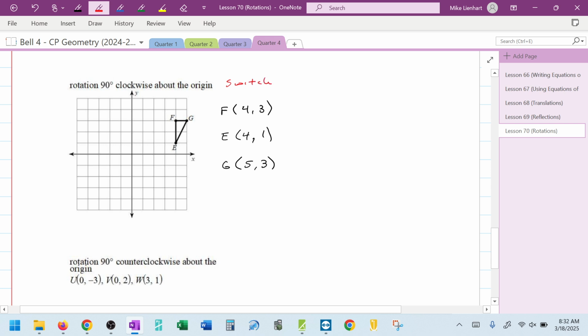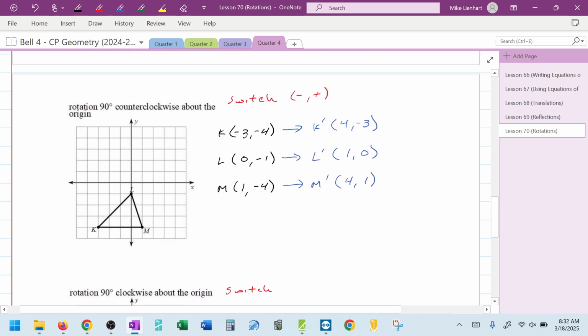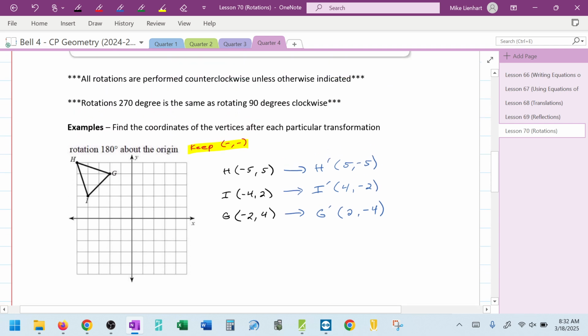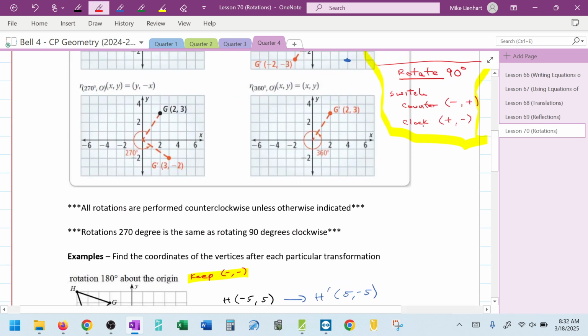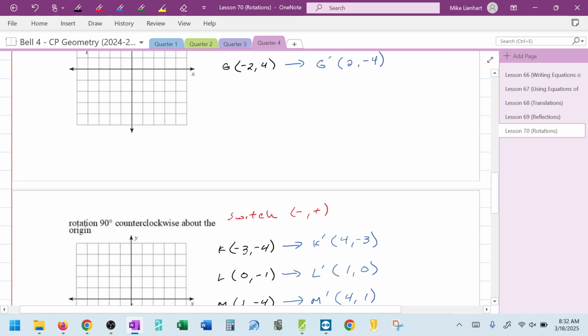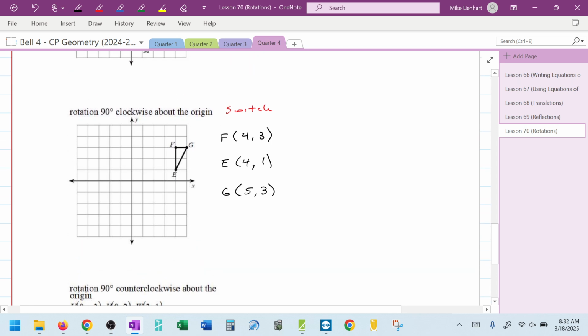But then, is it keep opposite or opposite keep? Well, let's look. We're going clockwise. Clockwise says keep opposite. All right, so let me write down keep opposite. Okay, let's go. F prime. Switch first. So it becomes 3, 4. I'm going to keep the 3, but make the 4 the opposite.